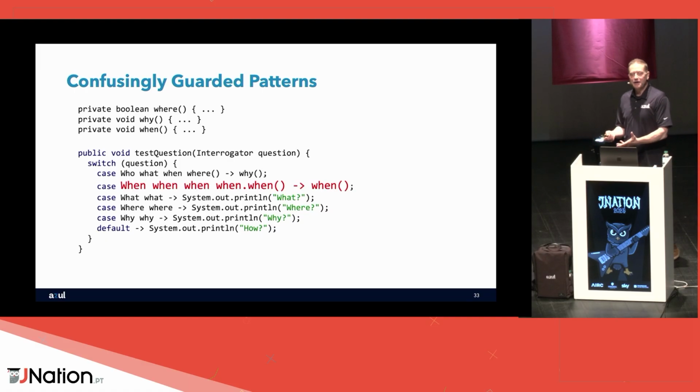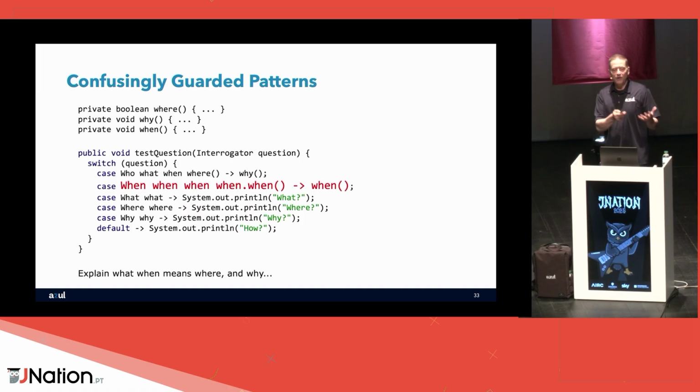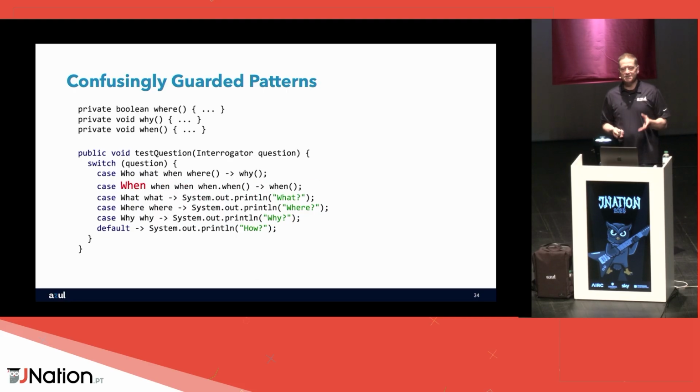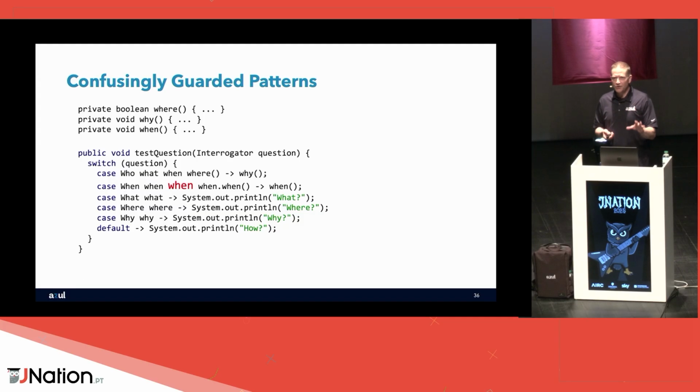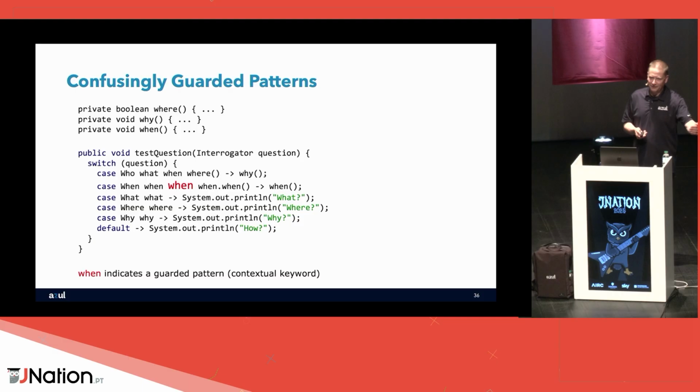And we can do case When when when when when. And the question is, explain what when means, where, and why. So if we break this down, essentially what we're saying is that the first When is the pattern type that we want to match against, so the When class. The second when is the pattern variable that we're going to use. So this is more in keeping with what we should have. And then the third when is the contextual keyword that indicates we have a guarded pattern.